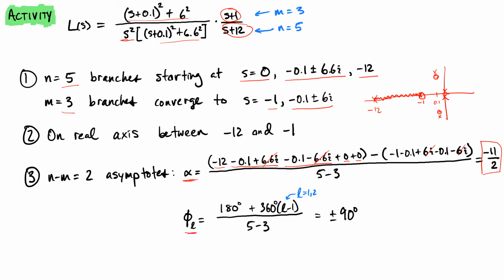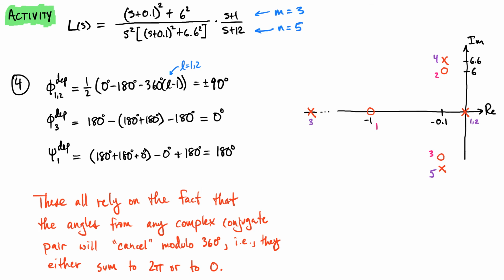And then we calculate the angles, and again, since n minus m is 2, we know that's going to end up being plus or minus 90. So there's going to again be an asymptote somewhere in here, at minus 11 halves, and that's going to be a plus or minus 90. The real interesting, challenging, tricky part about this activity is simply the computation of all of the different angles.